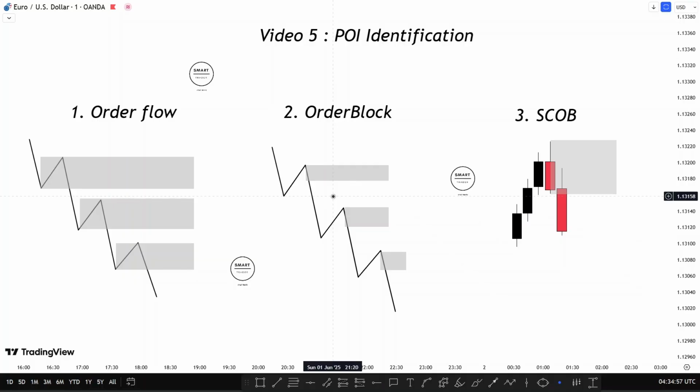So in today's video, we're going to cover the identification of area of interest in SMC. There are three main types of area of interest in SMC. The first one being the order flow. So what is an order flow?